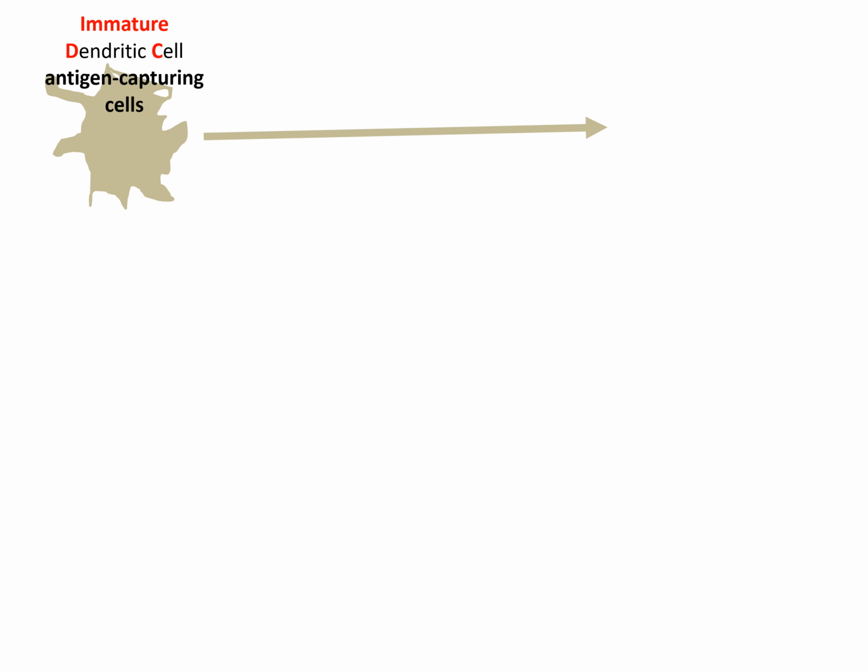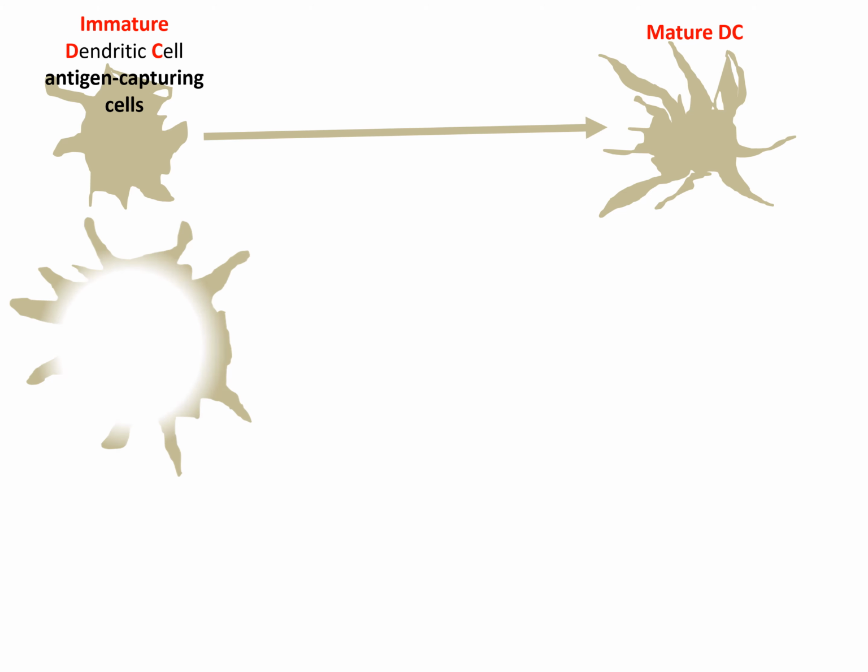After that, they are going to be changed to mature dendritic cells. And here we have a dramatic change in their morphology, a reduced uptake of the antigens, and also impaired antigen processing activity. And also the mature dendritic cells will now be exhibiting a strong co-stimulatory and T cell activating capacity.